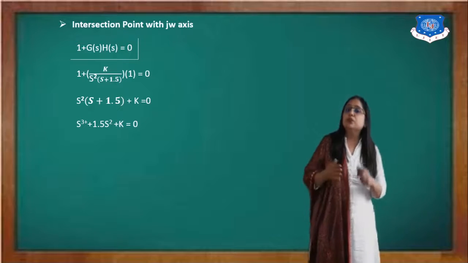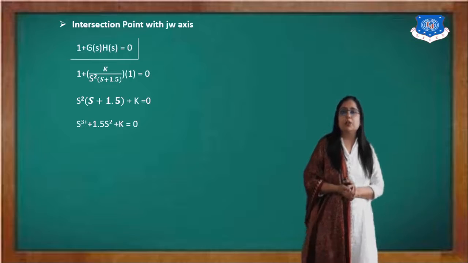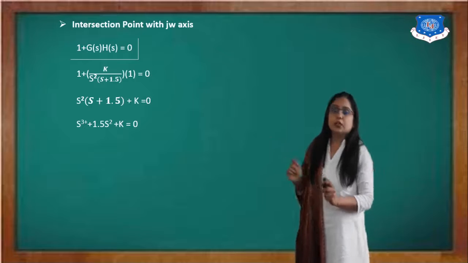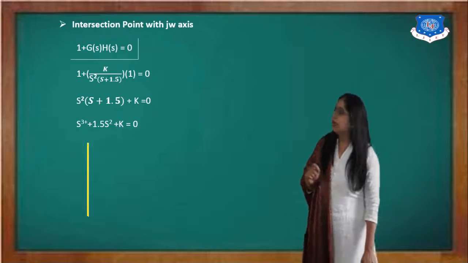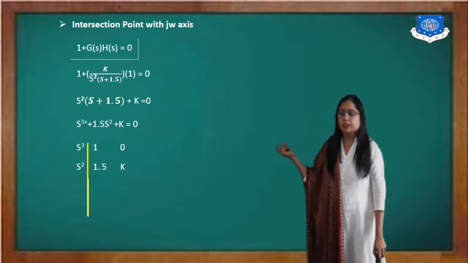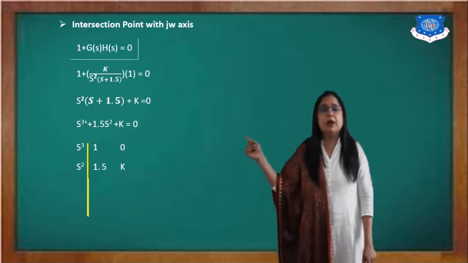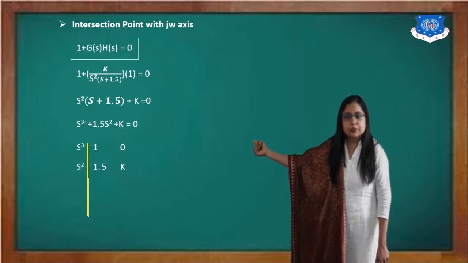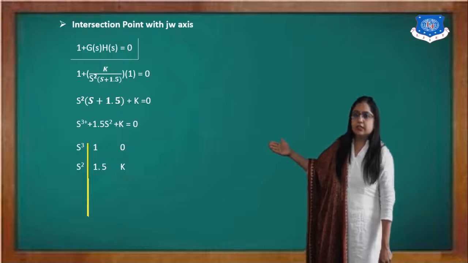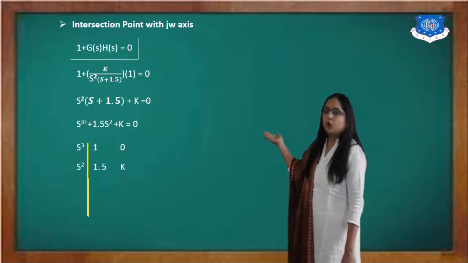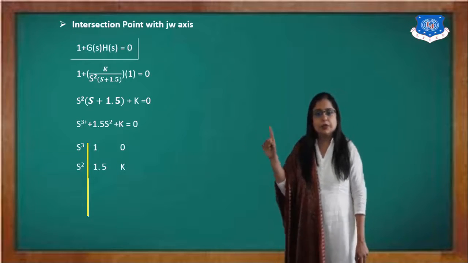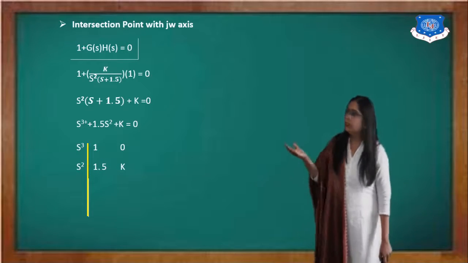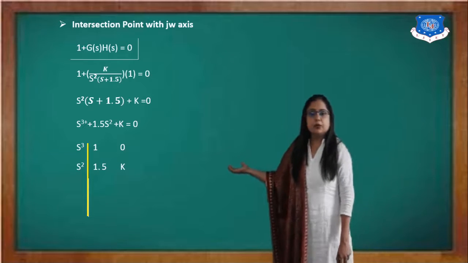Now here, to find out the intersection point with the j omega axis, I have to perform the routh array. That is what? Like this. Here you need to write down the coefficients. In the first, the maximum power of s is what? It's 3. So my first row is s cube, then s square. The coefficients of the odd powers of s you write down in the first row, and the coefficients of the even powers of s we have to write down in the second row.